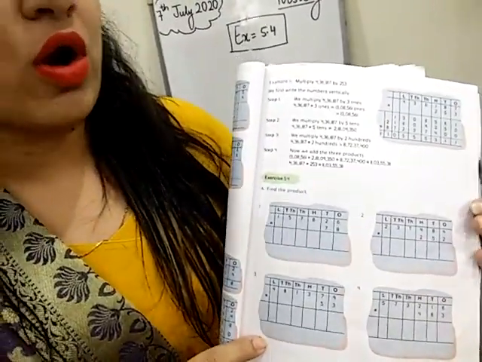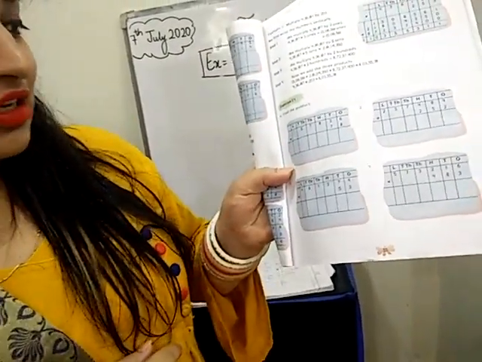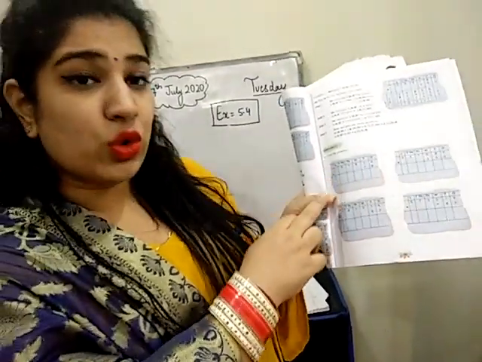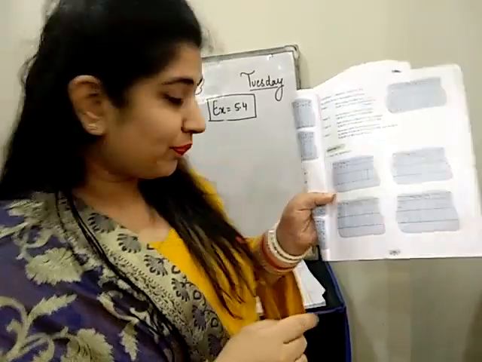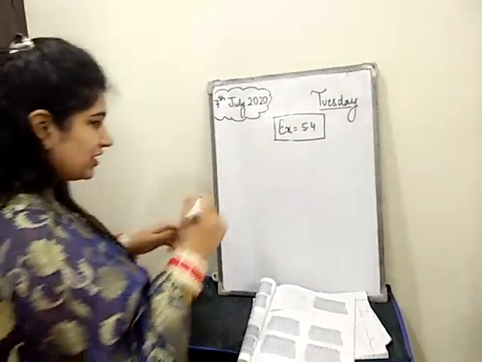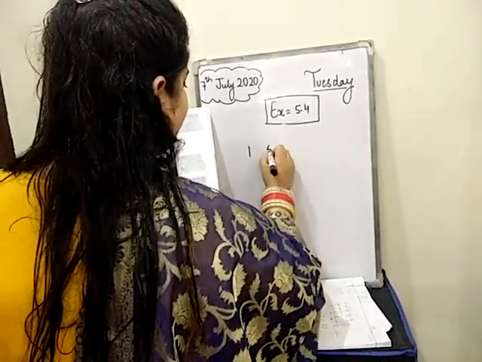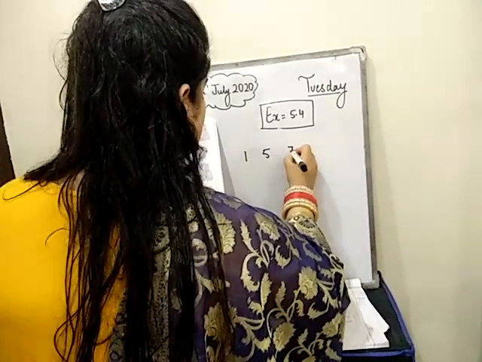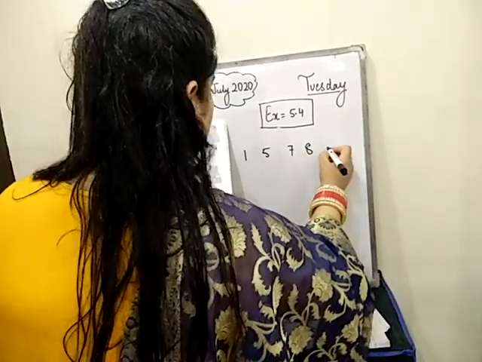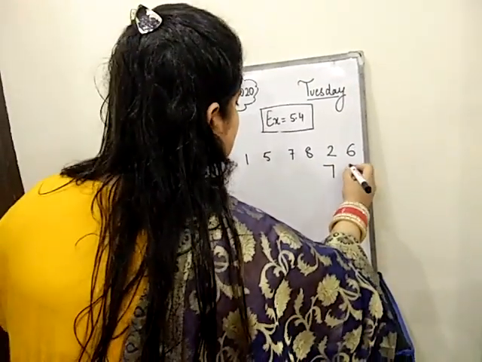So, you all know what is product? Product is the answer of multiplication. So, here we have to multiply the numbers. This question you will do in notebook, okay? So, I am writing the question first on board. First is 157826 multiply with 78.